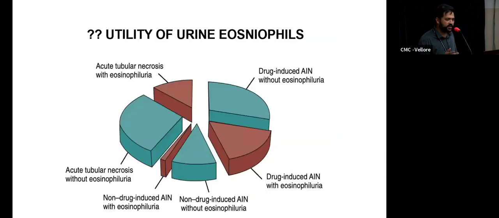So what is the utility of urine eosinophils? Usually anything more than 5% is what they say, but then you can see all the other conditions that are also associated with eosinophiluria. So it's not giving us much extra information as to whether it is this drug that is causing it. It's not a very forthcoming investigation to send.